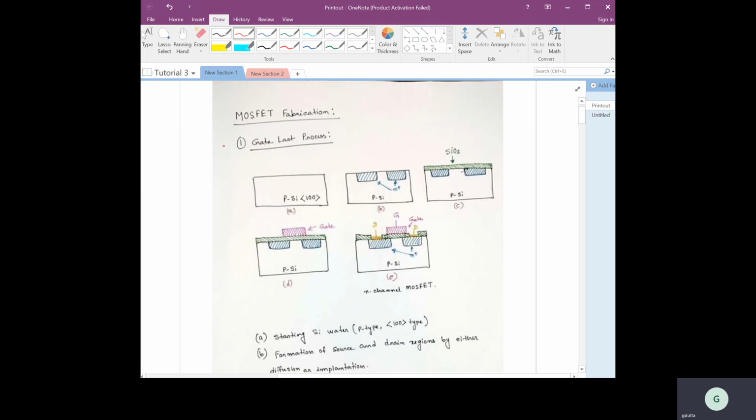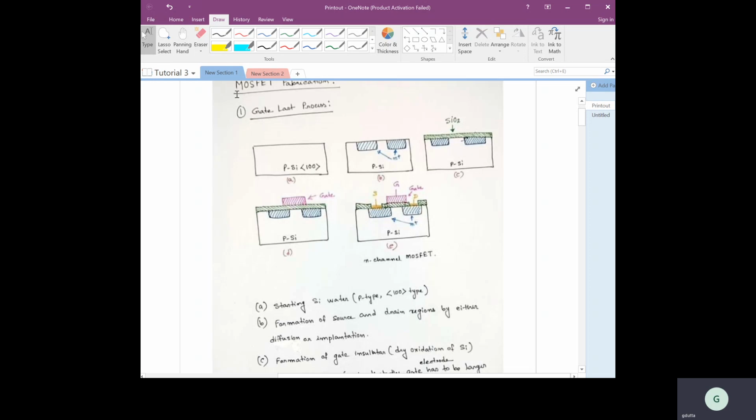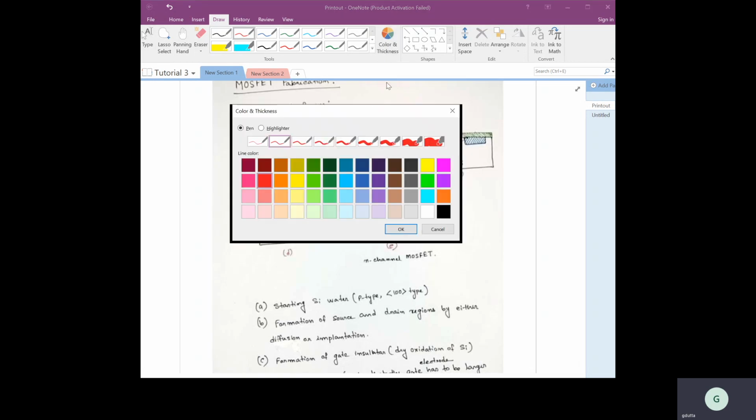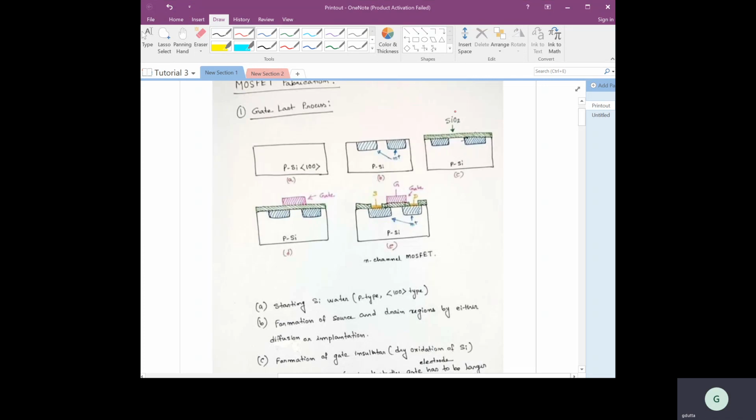So to start with this MOSFET fabrication, let us first briefly discuss that when MOSFET was initially invented, the MOSFETs were actually a gate last process, right? So what do we mean by this gate last process? Gate last process means that the gate of this MOSFET was made after you make the source and drain diffusions.